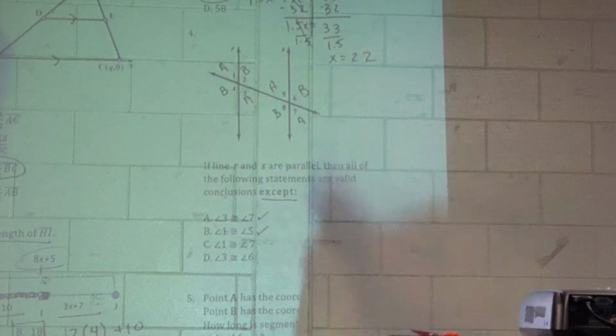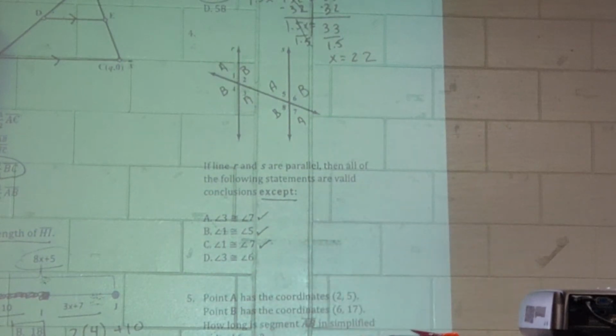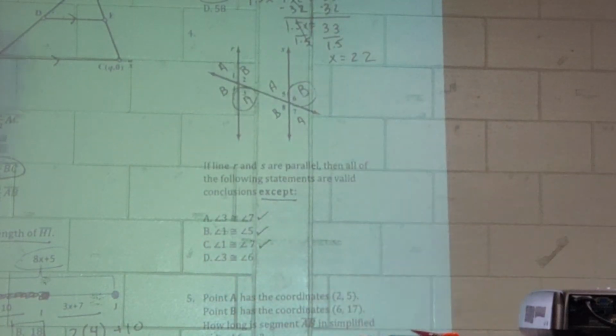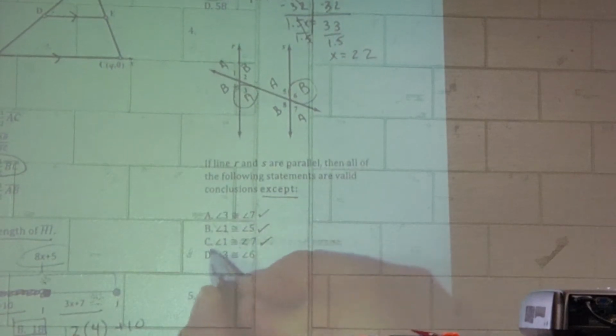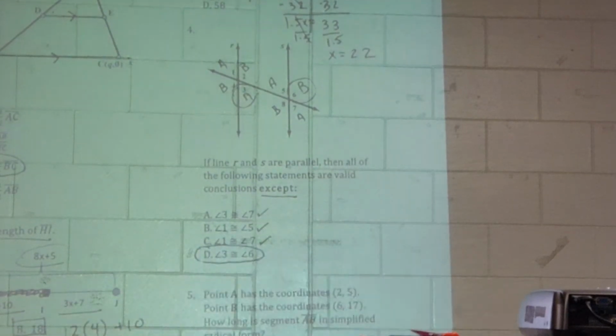Letter C, angle 1 and angle 7. Well, 1 is an A and 7 is an A, so again, that's valid. So this must be the one. 3 and 6, angle 3 is an A, angle 6 is a B. That is our invalid statement because an A and a B are not equal, so this is the one that is not a valid conclusion.